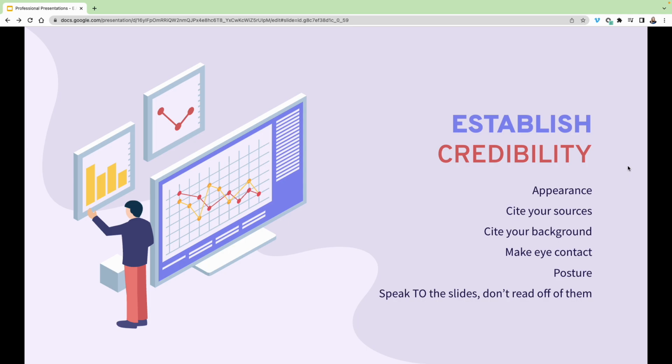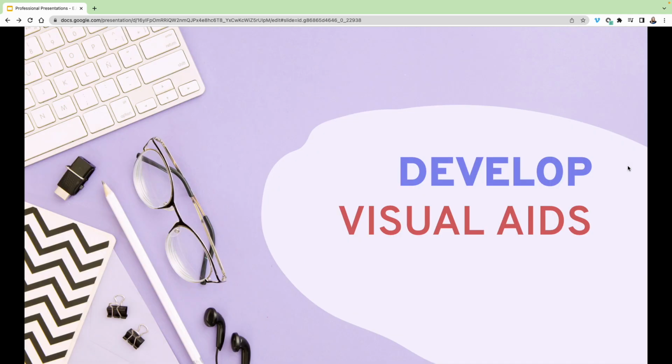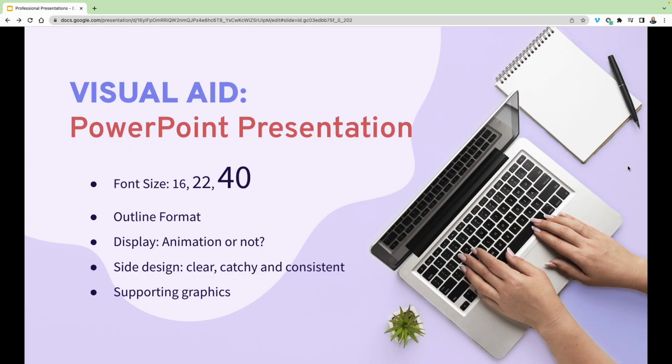All right, we're going to move into developing visual aids. So what are visual aids and how do they help? Well, there are a few you can utilize. The first being a PowerPoint presentation. So we all know PowerPoints can be great or they can be kind of boring and bland. And it's really up to you as far as how you want to utilize PowerPoint to your advantage.